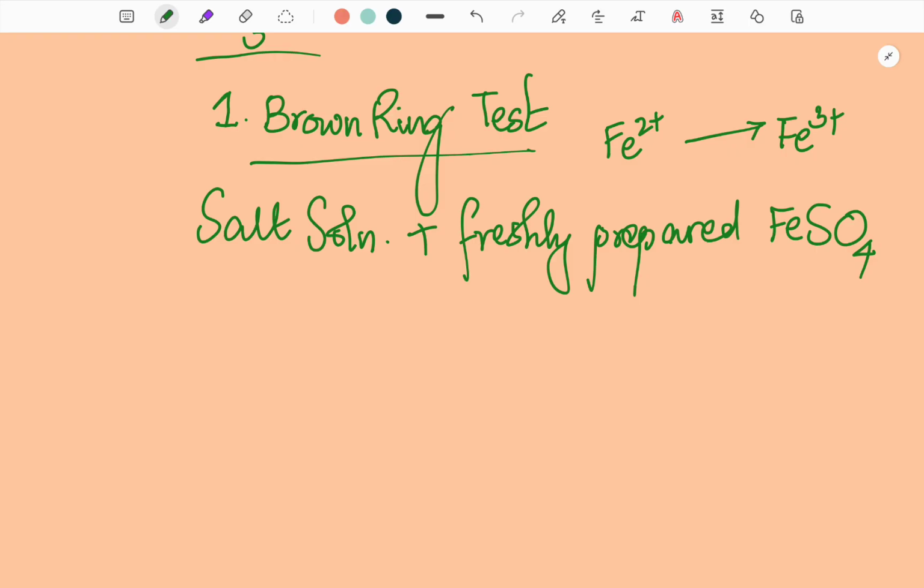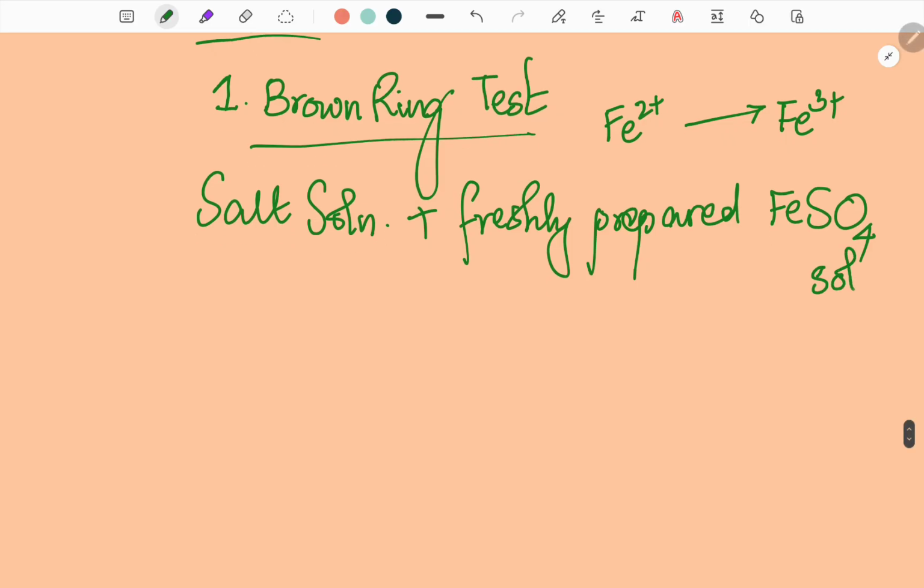sulfate solution. So often in your lab, you might find ferrous sulfate present as a salt. So you need to take the ferrous sulfate salt in a test tube, add water, and immediately perform this test. So you have to keep the salt solution ready, and immediately pour the FeSO4 solution into the salt solution, and then add concentrated sulfuric acid.